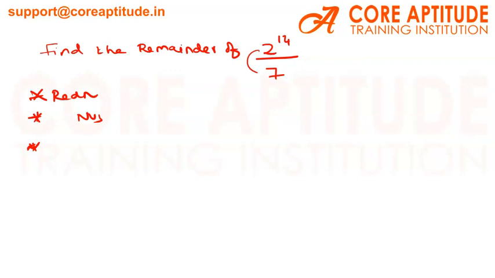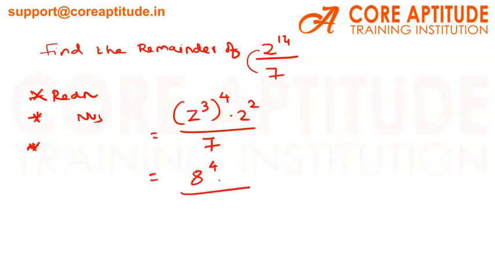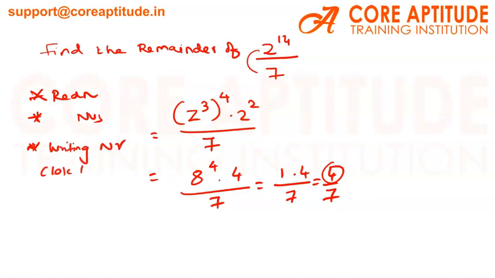So 2 power 1 is 2, 2 square is 4, 2 power 3 is 8. Yes, I can write this as 2 power 3 because 8 and 7 are closer, right? 2 power 3 to the whole power 4 into 2 square divided by 7. So this is 8 to the power 4 into 4 divided by 7. 8 by 7 is 1, into 4 divided by 7. So I can write it as 4 by 7. So answer is 4. So we have done writing numerator close to denominator by how much? Either plus 1 or minus 1.